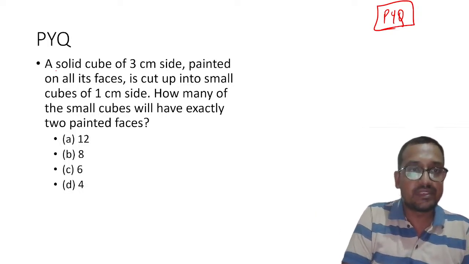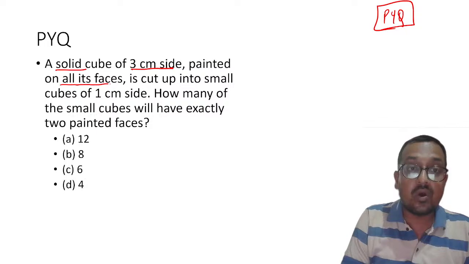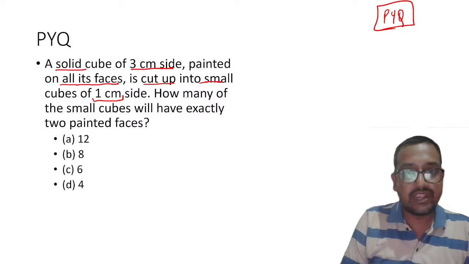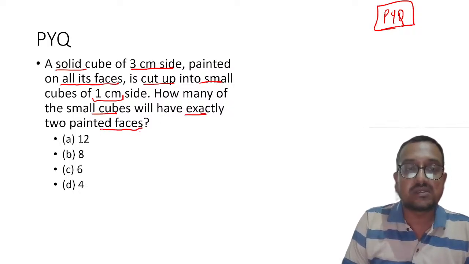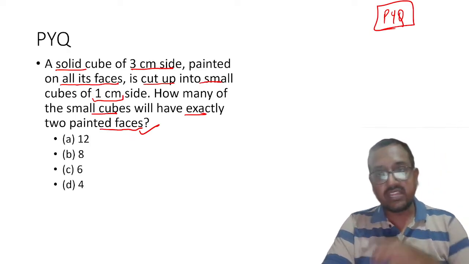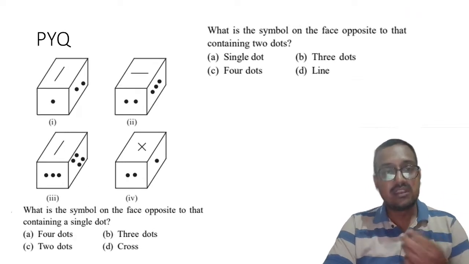A solid cube of 3 centimeter side painted on all of its faces is cut up into small cubes of 1 centimeter side. How many small cubes will have exactly two painted faces? Understood? I hope this is very clear to all of you. You can take the screenshots, and this question will be solved by me later on.